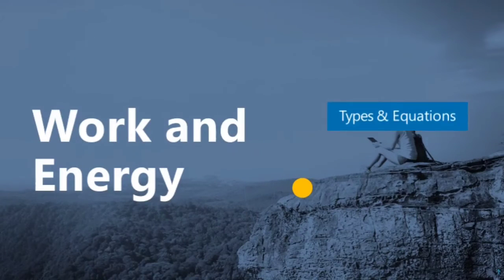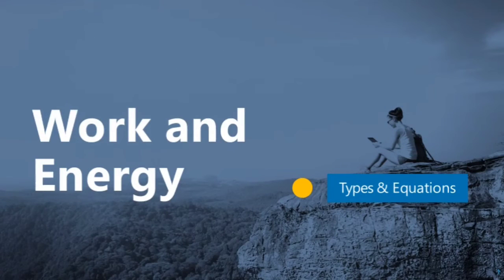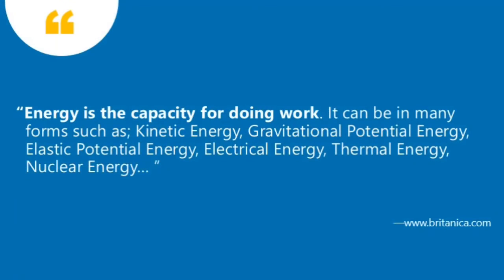Alright guys and gals, let's take a quick look at work and energy. We're just looking at the types of work and energy that we're going to go through and the equations for these types. Energy is the capacity for doing work, so they're usually used interchangeably. It can be in many forms such as kinetic energy, gravitational potential energy, elastic potential energy, electrical energy, thermal energy, and nuclear energy. So whenever you hear me calculate the work done or calculate the energy, I'm pretty much asking you for the same thing.